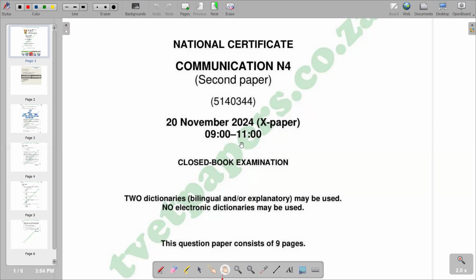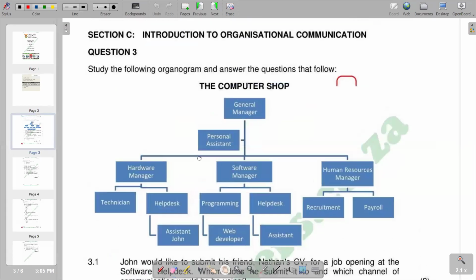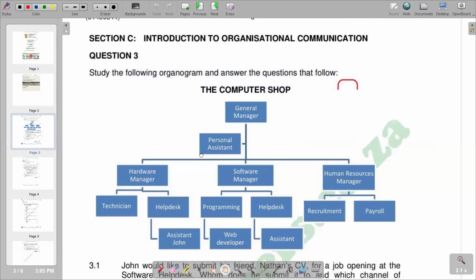This week, we want to look at a question from the question paper of November 2024. We're going to look at question 3 of that question paper, which is on introduction to organizational communication. So it's a question from section C.